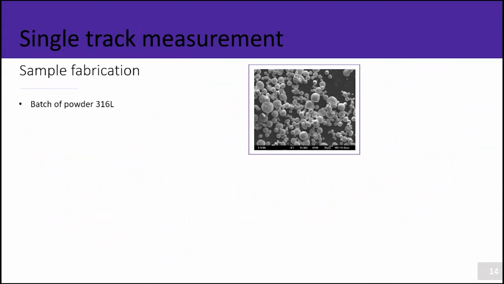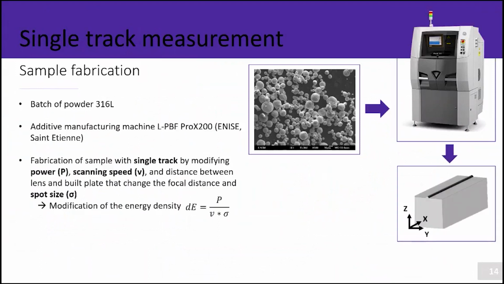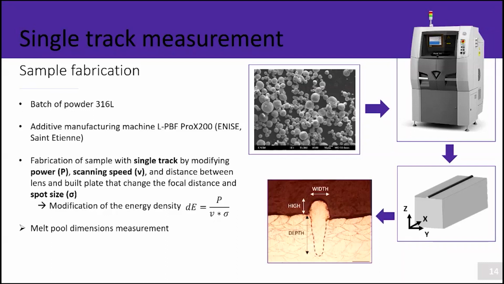So I use powder of stainless steel, the same ProX 200, and I made some single tracks, which means that I just made one track with my laser, and I try to change the energy density received by the powder bed by changing the power, the scanning speed, and the spot size by modifying the distance between the build plate and the lens. We measure the melt pool dimensions: the depth, the height, and the width.